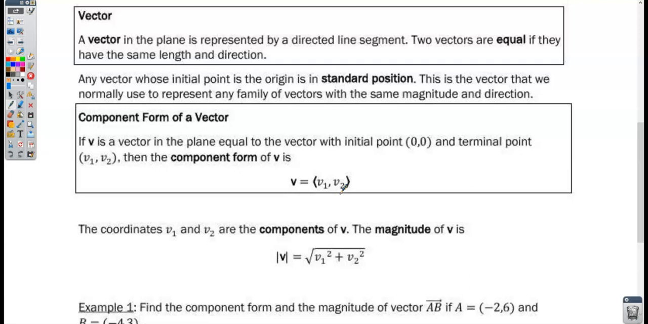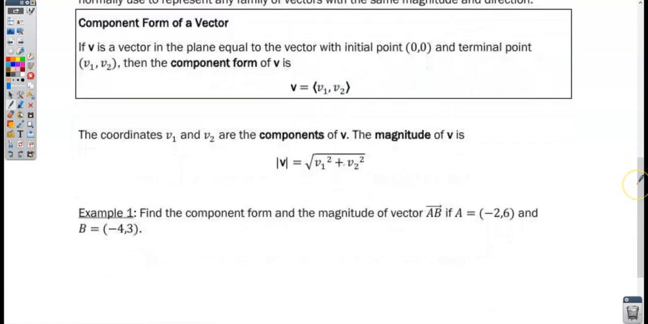The coordinates v sub 1 and v sub 2 are the components of v, and the magnitude of v, or its length, is again also represented with the absolute value bars. You might occasionally see the double bar. I mentioned that earlier. But we can find the magnitude of any vector by taking the square root of the sum of the squares of its components. Okay, so simple enough so far.